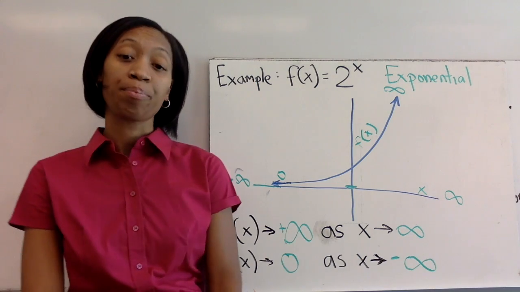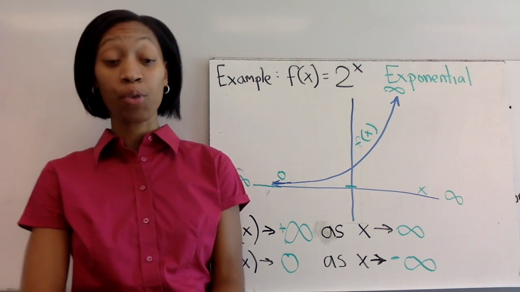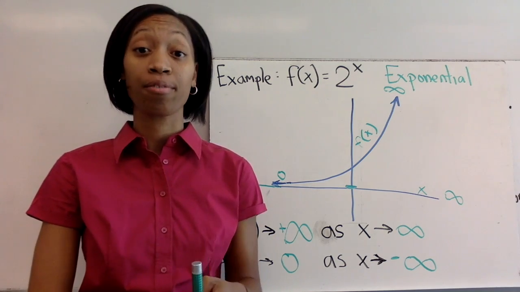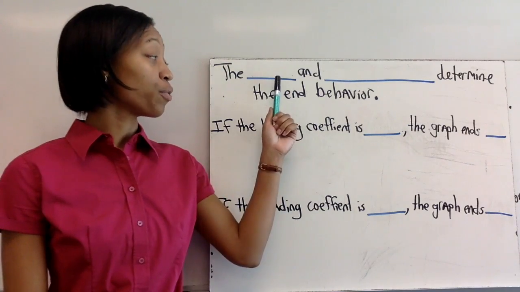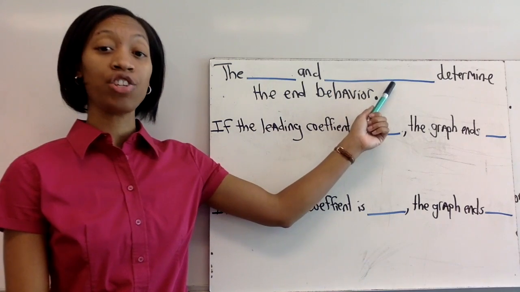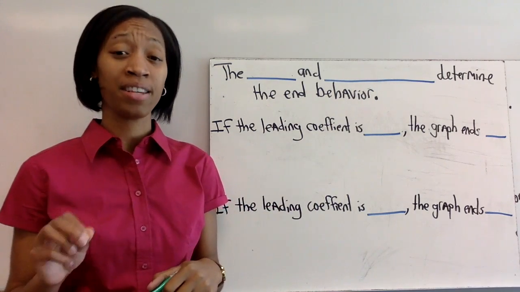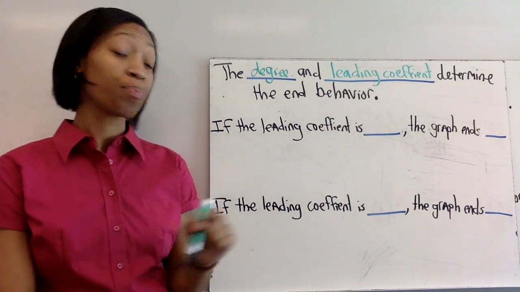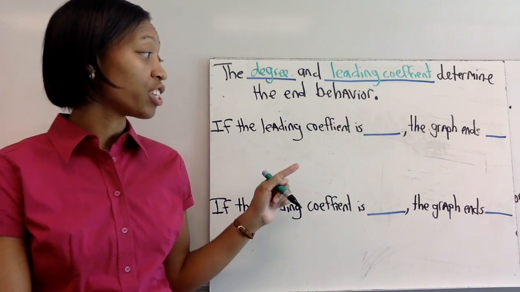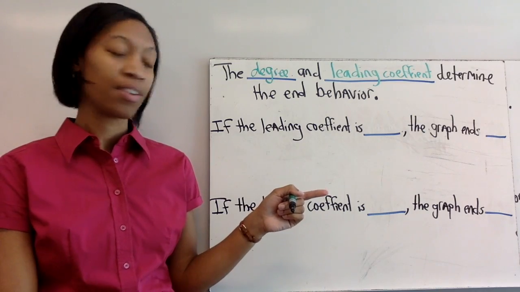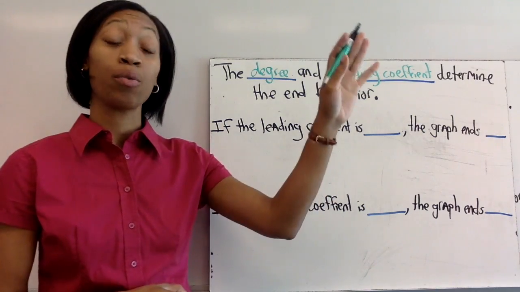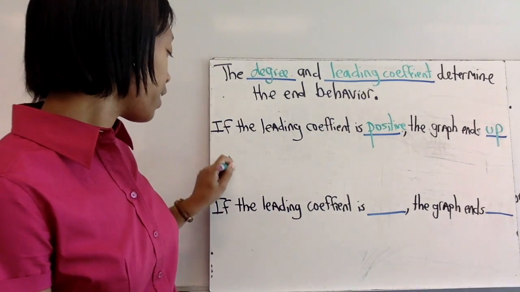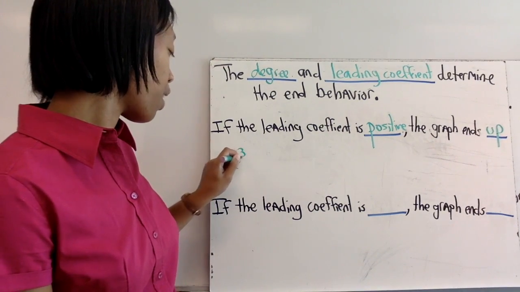Okay, so when you're looking to find the end behavior, there are two things that affect the graph. Well, the degree and the leading coefficient are going to determine the end behavior. So let's look at the leading coefficient first. If the leading coefficient is positive, then the graph is going to end going up. Okay, so for example, here is x to the third power.